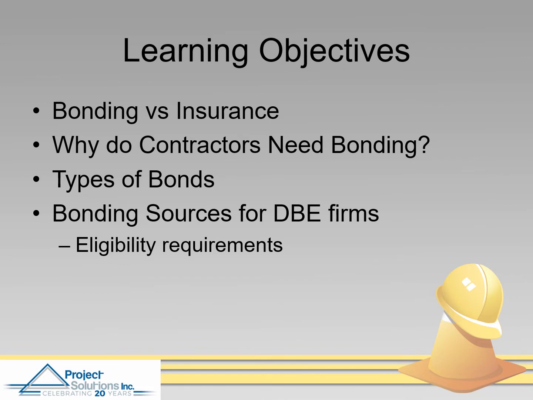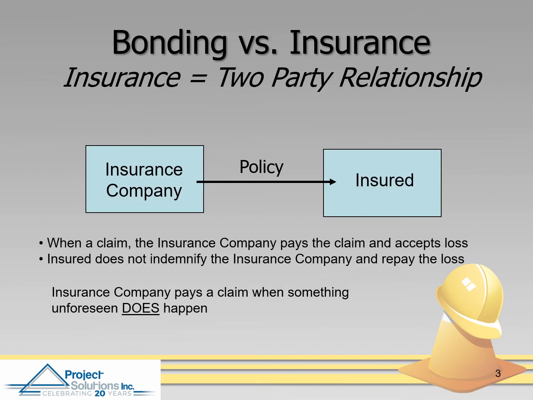Let's start talking about the difference between bonding and insurance. Insurance is something we're all very familiar with, right? We insure our homes, our cars, sometimes our life. We have health insurance. And it's typically a two-party relationship. When you have a claim, the insurance company pays the claim and accepts the loss. That's part of their business model. And they pay a claim when something unforeseen does happen, so either it's accidental or sudden.